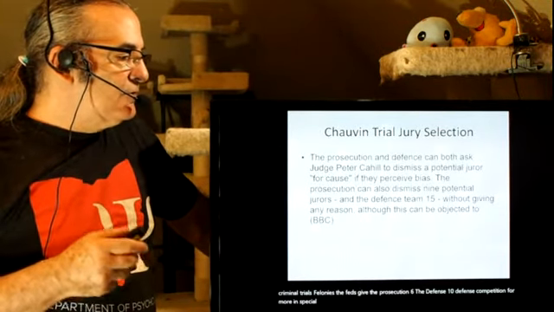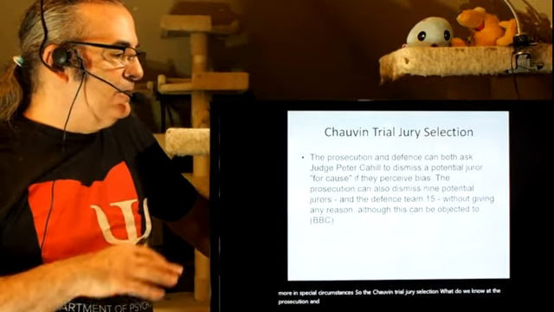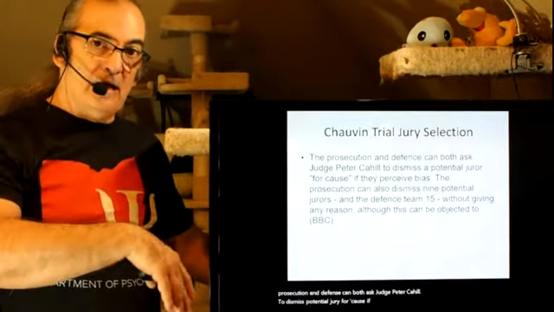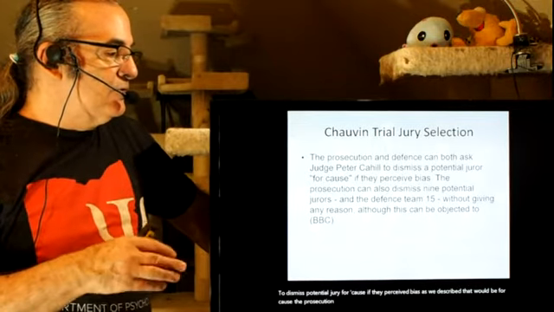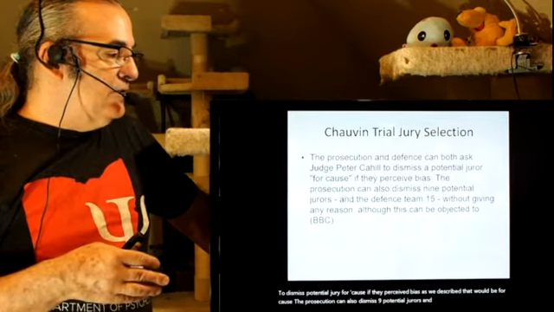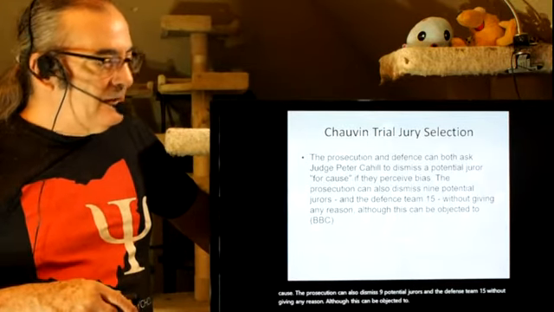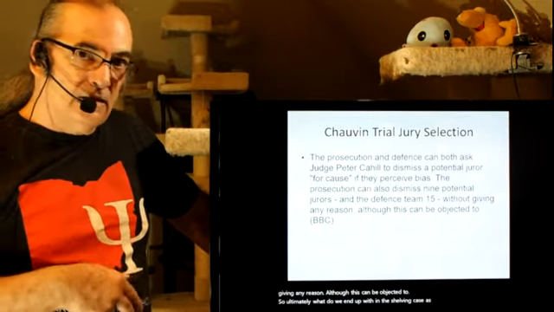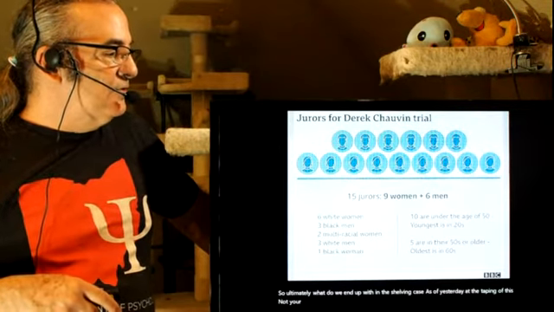So the Chauvin trial jury selection, what do we know? The prosecution and defense can both ask Judge Peter Cahill to dismiss potential jury for cause if they perceive bias as we described. That would be for cause. The prosecution can also dismiss 9 potential jurors and the defense team 15 without giving any reason, although this can be objected to. So ultimately, what do we end up with in the Chauvin case as of yesterday at the taping of this? Not of your viewing, the jurors for the Derek Chauvin trial.